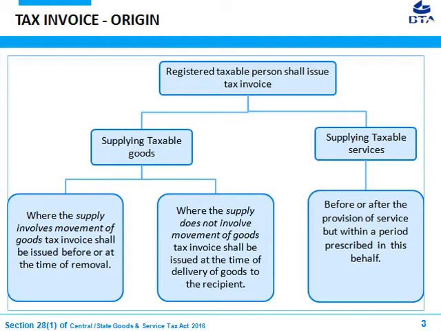The first situation refers to the case where the supply involves movement of goods. The tax invoice shall be issued before or at the time of removal of goods. For raising an invoice, the supplier should not wait till the goods reach the destination. On the other hand, where the supply does not involve movement of goods, the tax invoice shall be issued before or at the time of making goods available to the recipient. For example, where assembly and delivery of machinery is provided at the client site.